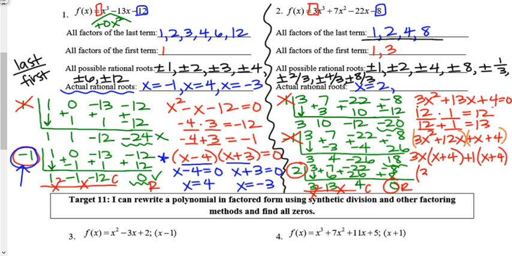So now I have 3x plus 1 times x plus 4, and I can solve those to get my other roots. 3x plus 1, when I set that equal to 0, I get negative 1/3. And then when I set x plus 4 equal to 0, I get x equals negative 4. So x equals negative 1/3 and x equals negative 4. Those are my other roots. All right. Those were a little long. That's okay. Good practice.